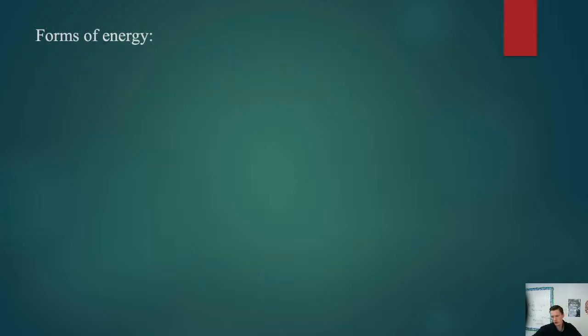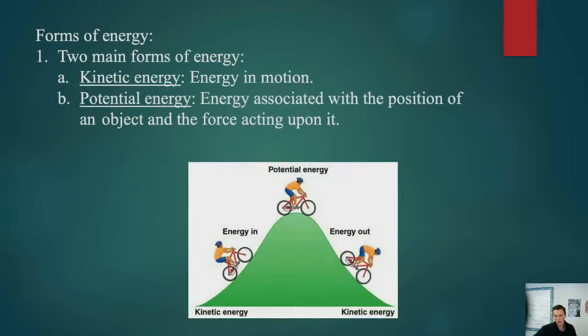What are some forms of energy? You should already know them. There are 2 main forms of energy at least. We have kinetic and potential. Kinetic energy is energy in motion. That's our normal energy, what we're expelling. Potential energy is a little bit different. It's energy associated with the position of an object and the force acting upon it.